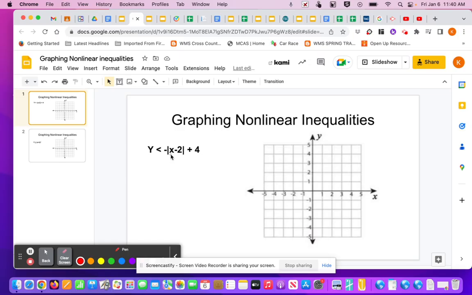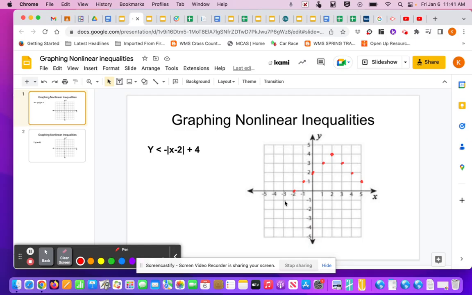So I'm pretty sure everyone's seeing absolute value. You should be thinking a V. You should see a negative outside. That tells you it's upside down. And you see a +4, you know it's shifting up 4. And you see a -2 inside, which means it's shifting to the right 2. So the vertex here is going to be at (2, 4). This is the vertex right here of our V. And we do know that it looks like this, making a beautiful V right here.